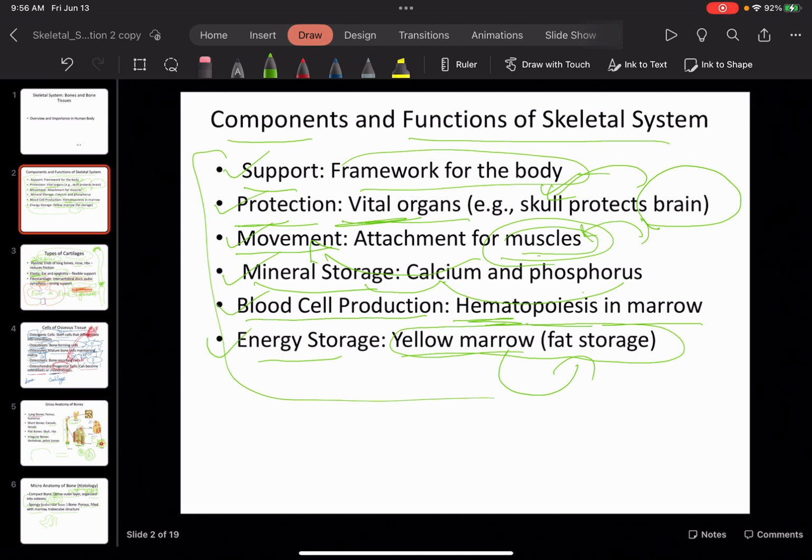Then blood cell production, for example RBC and WBC, red blood cells and white blood cells. Those are the blood cells which are produced inside the bone. The process we call hematopoiesis happens in bone marrow. Energy storage: when you become an adult, you see more yellow bone marrow, so there is a lot of fat storage inside the bone.